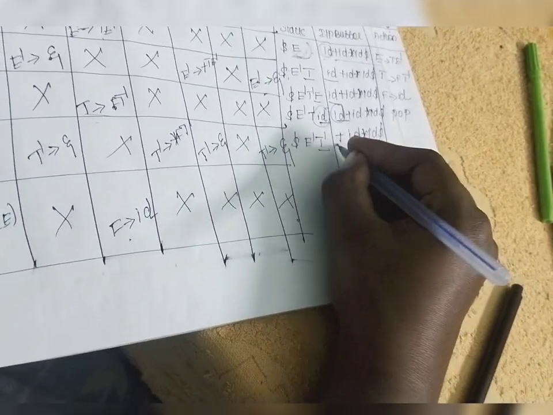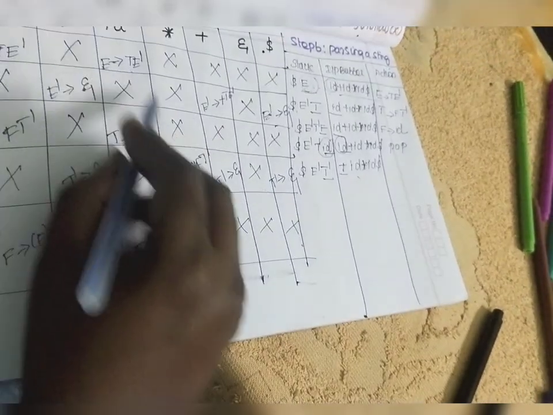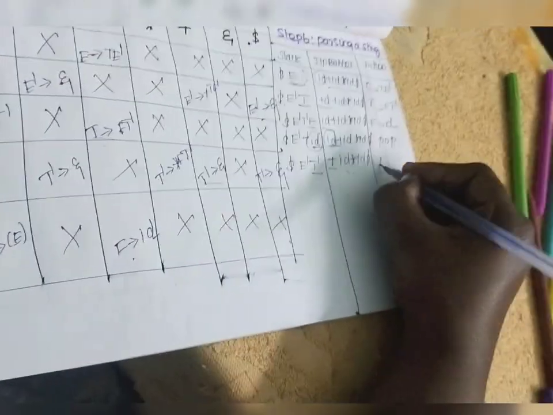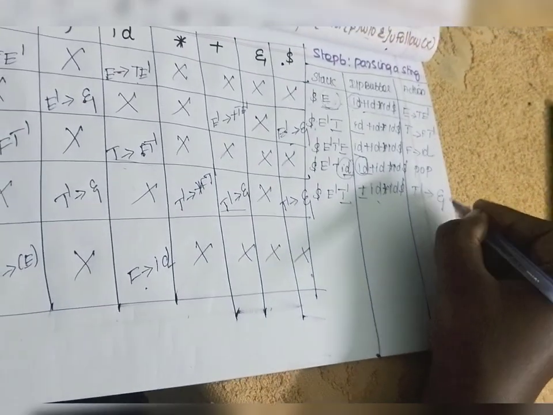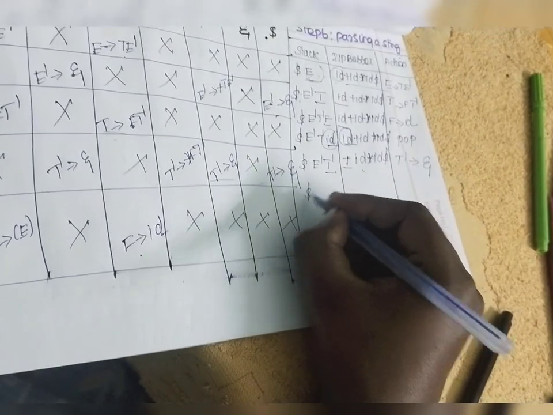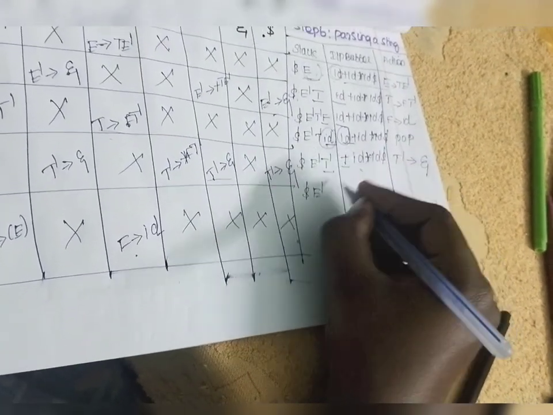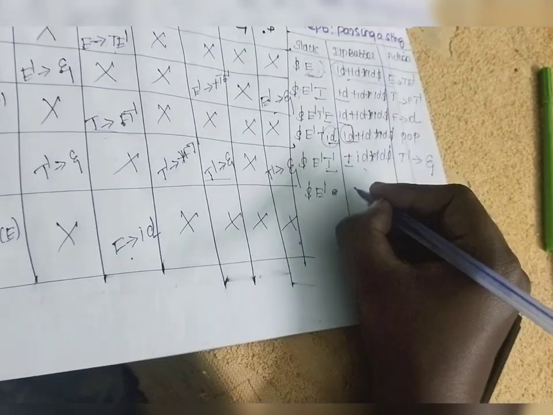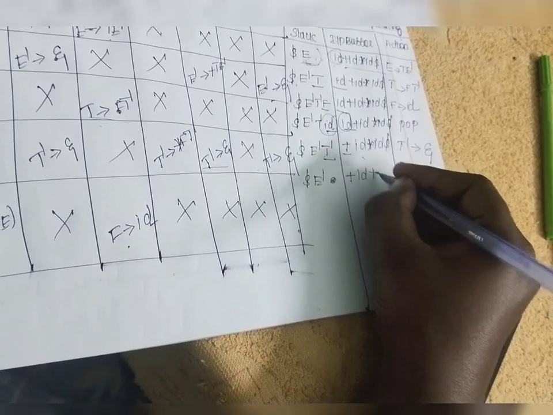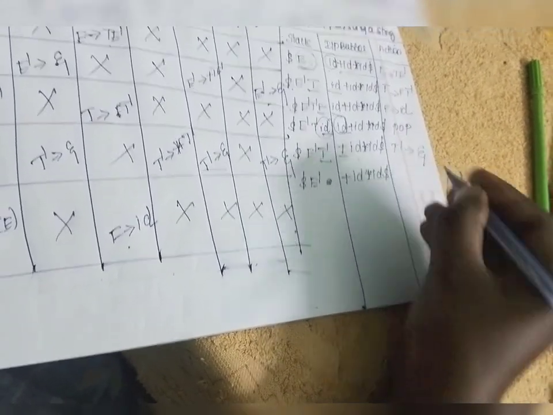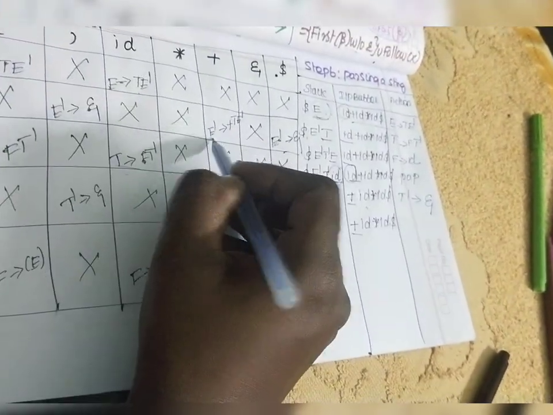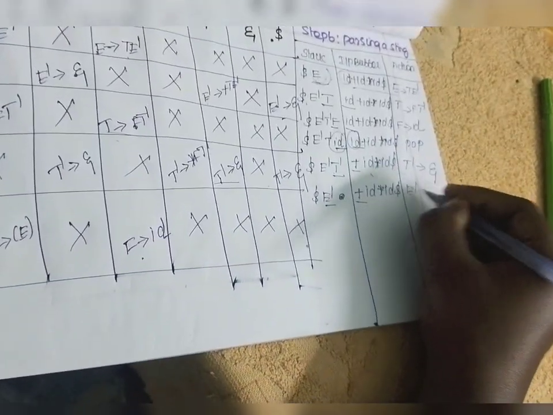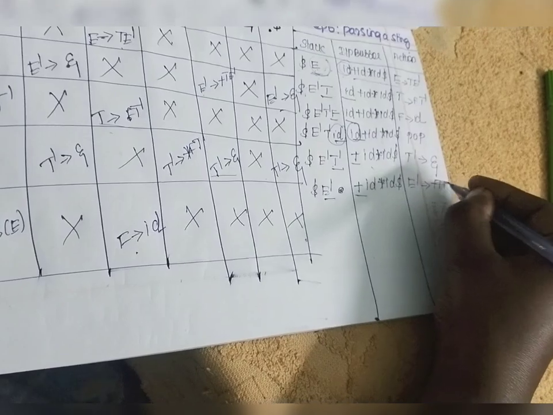Then you can check T dash and plus. T dash and plus having a production? Yes, T dash tends to epsilon. Then again you can substitute dollar symbol E dash T dash as epsilon. Epsilon means no need to put. Then plus ID star ID dollar symbol. Again you can check E dash and plus. E dash and plus having one production, that is E dash tends to plus T E dash.